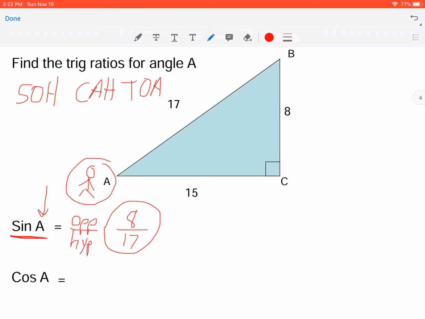All right, the next one says cosine. Look at your cheat sheet. Cosine is the adjacent side of you divided by the hypotenuse. Well, again, it's the cosine of A. I'm standing at A. Well, who is adjacent? What side is right beside me? That would be 15. Who's the hypotenuse? That's never going to change. That's 17. That's it. It's just asking for the ratio.